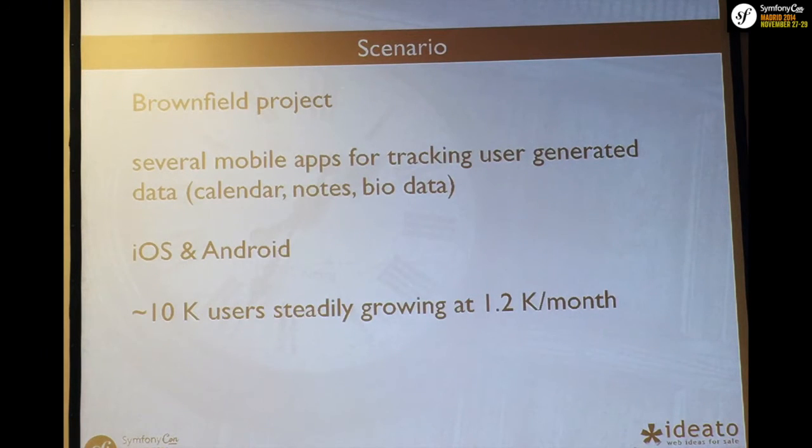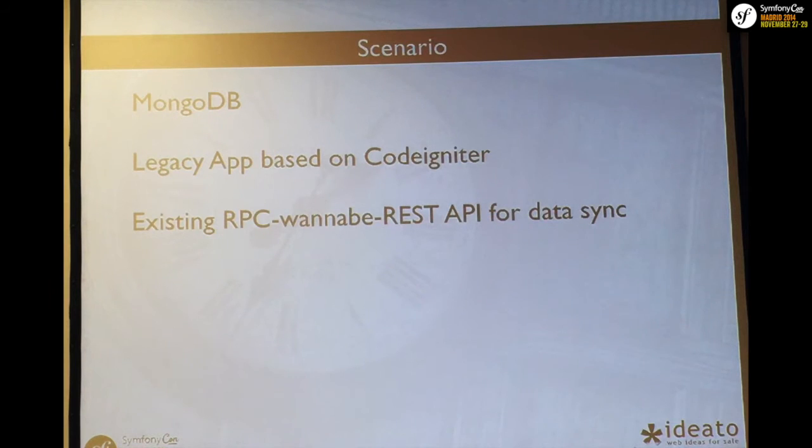2 platforms were targeted at the moment, iOS and Android, and when we took the project, there was a user base of 10,000 users, growing at the rate of more or less 1,000 users per month. The data layer was based on MongoDB, and unfortunately, the app was a legacy application based on CodeIgniter, really nice, fat, enormous controller with a lot of ifs everywhere.